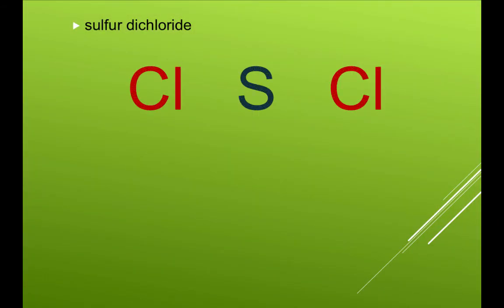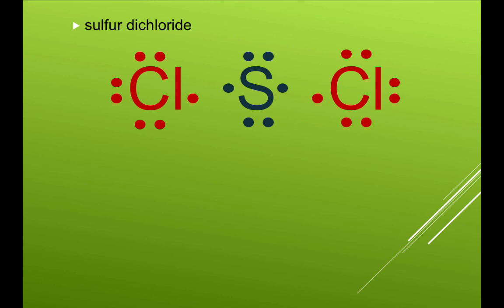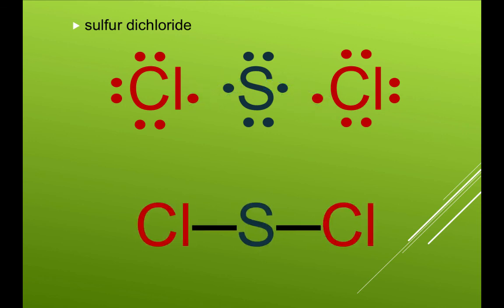Sulfur dichloride has 1 sulfur and 2 chlorines. Sulfur has 6 valence shell electrons, while chlorine each has 7 valence shell electrons. To fulfill the octet rule, each chlorine will share an electron with the sulfur atom. Redrawing it, we get this diagram where there are 2 single bonds and a total of 1, 2, 3, 4, 5, 6, 7, 8 lone pairs.